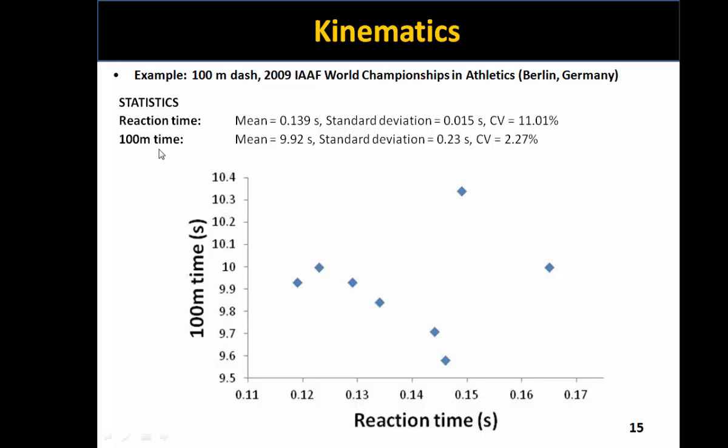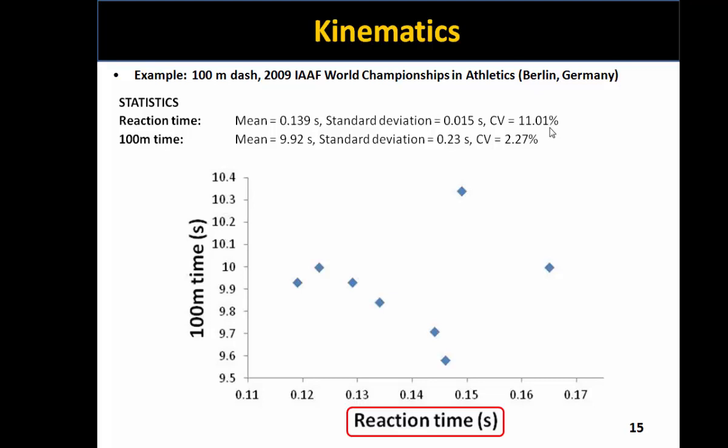So in terms of the overall performance of the event, we see a very tight distribution among those 8 athletes for that performance time. However, in terms of the reaction time, we see a much greater value. Now this graph at the bottom is going to highlight that relationship between reaction time and 100-meter time.